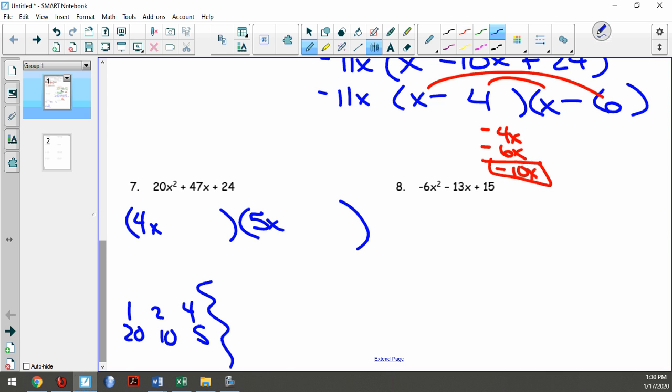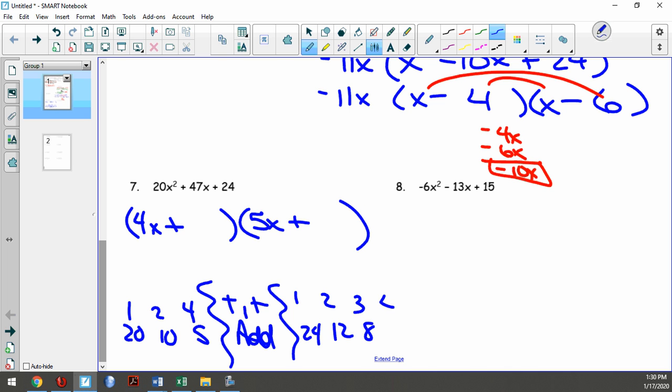Next, 24 is positive, so my signs are either plus, plus, or minus, minus. Which one do I use? Plus, plus, because the middle term is plus. So I'm adding. Next one is factors of 24. That's 1 and 24, 2 and 12, 3 and 8, 4 and 6. Yes? What did I tell you to use?